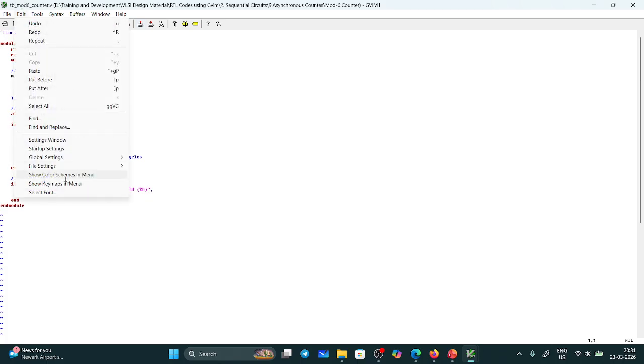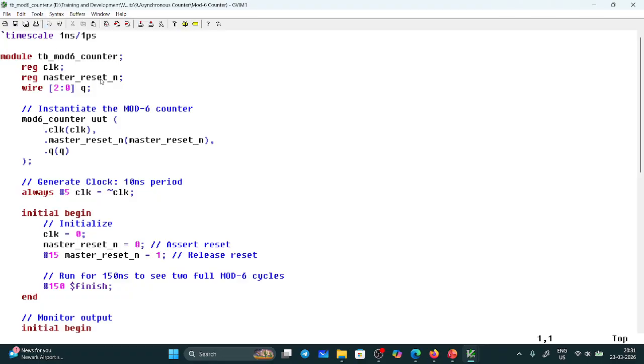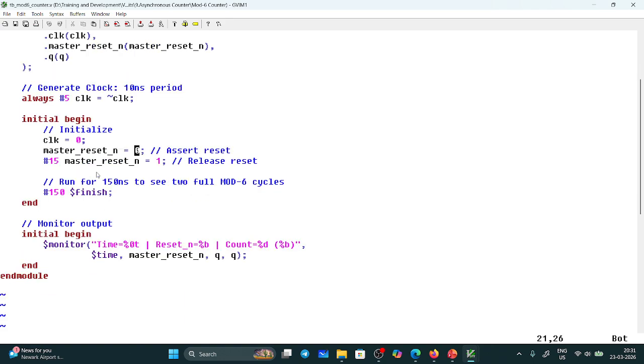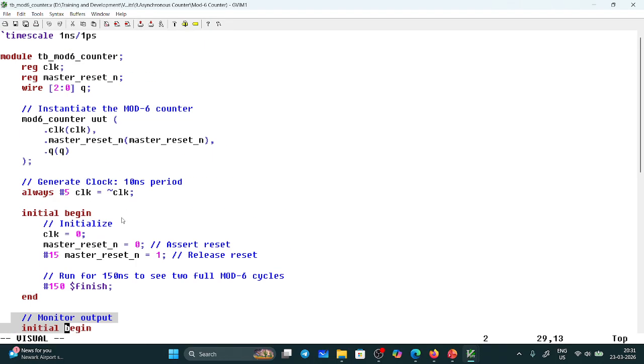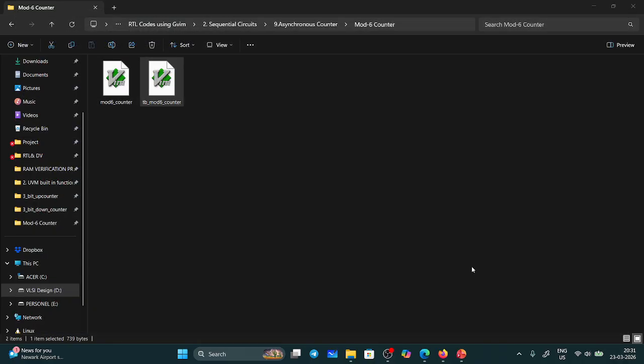The test bench is the same only; 5 steps we need to follow. That is, we need to declare clock and master_reset_n with reg data type and Q with wire data type. You need to instantiate your design with connection by name and you need to generate the clock, and I'm applying clock equal to 0. Master_reset_n, this is 0. After 15 time units, I'm releasing the reset. I need to run for 150 time units and $monitor for seeing the outputs in the TCL console. Is it fine? Yeah. This is the mod 6 counter. And next, the decade counter also we already saw, no?